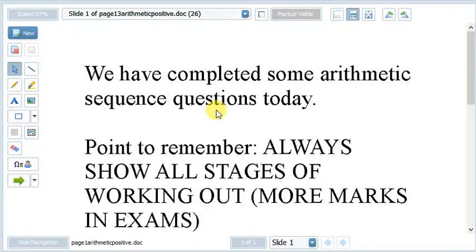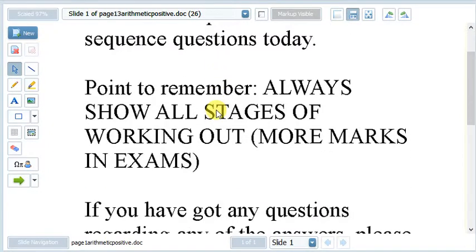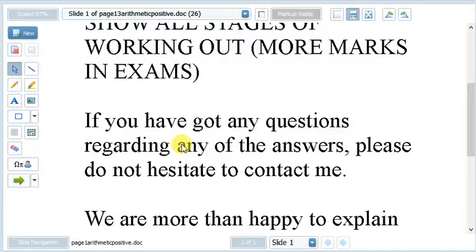We've completed some arithmetic sequence questions today. Point to remember: always show all stages of your working out in exams.